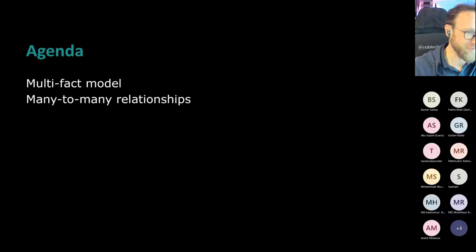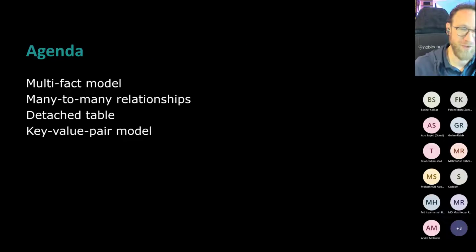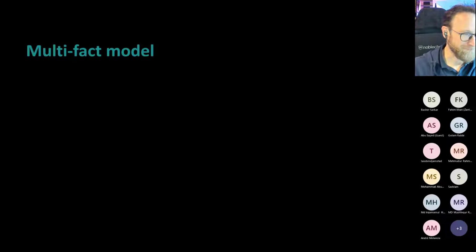And this is the agenda for today. So for the next 40 minutes or so, we will talk about the multi-fact model and about many-to-many relationships. In the multi-fact model, as we will see, I come up with an example about a detached table, and we will talk about what we can do about key value pair tables. It's not really a model, right? It's one table, but we'll see in a couple of minutes.